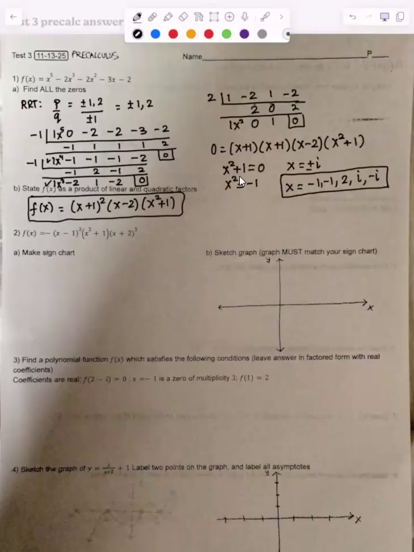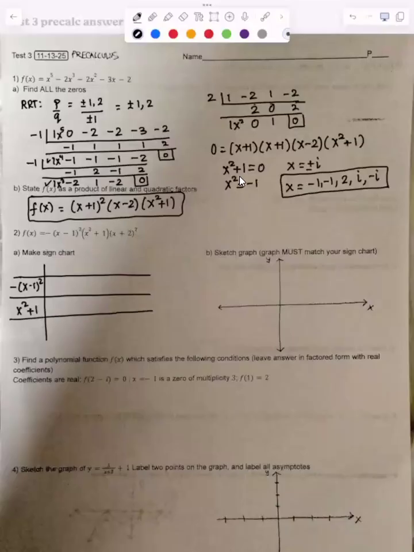Okay, it says make a sign chart and sketch. So let's put all the factors down. This is negative f of x, minus 1 squared. I'm doing it with the negative, not separately. I'll do it with the x minus 1 squared. Then we have x squared plus 1 and x plus 2 squared. Well, what are the real zeros? It's 1. x minus 1 is 0 when x is 1.